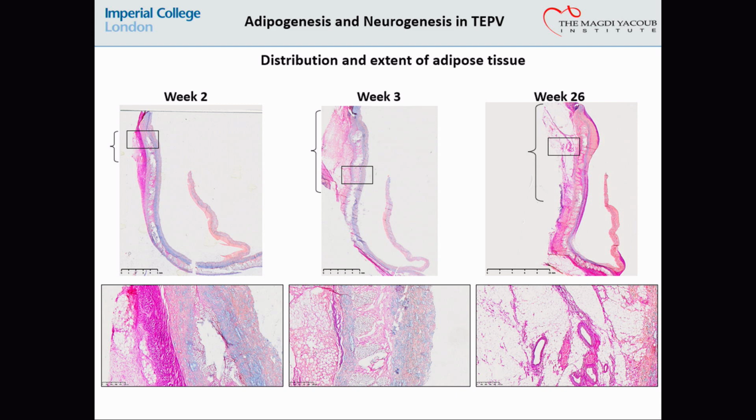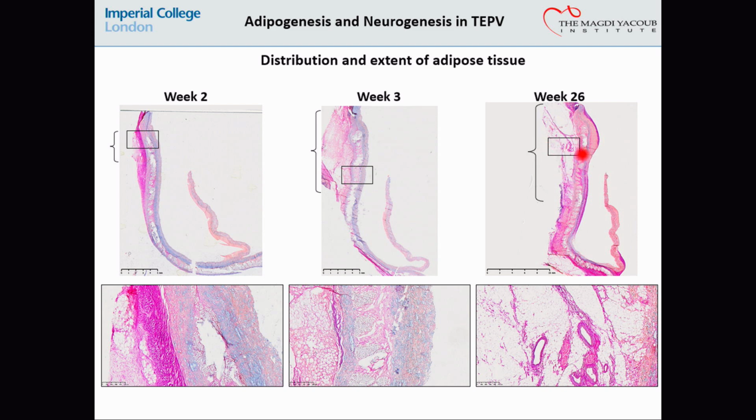When we look at the spatial pattern of expression of the adipose, we can see that at week 2, there is a small depot of adipose tissue towards the distal end of our sinus wall. And these are the small pockets here in this enlarged panel. By week 3, this adipose tissue has expanded. And here you can see the adipose tissue here. And by week 26, it has expanded even more. And there is also a depot of adipose tissue towards the base of our valve.